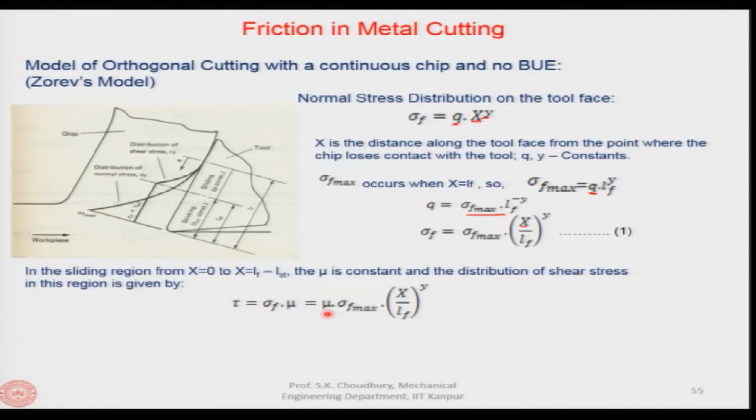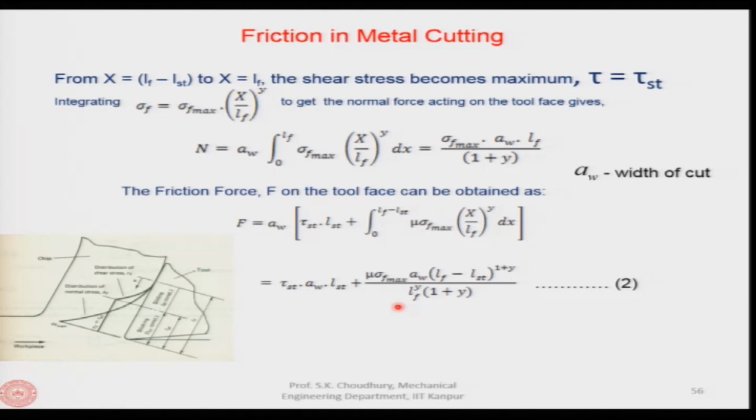Okay. Now, the mu here and the sigma f, we are putting this value through the sigma f maximum, and it becomes this. Now, in the other length, that is x equal to LF minus LST, I have repeated this figure here. So, from this point, that is LF minus LST, up to LF, in this region what happens? The shear stress becomes maximum, as we said.